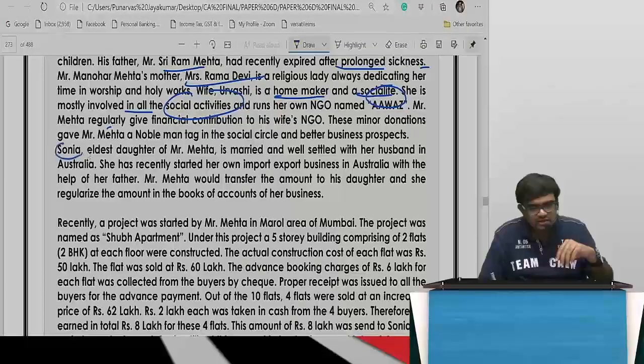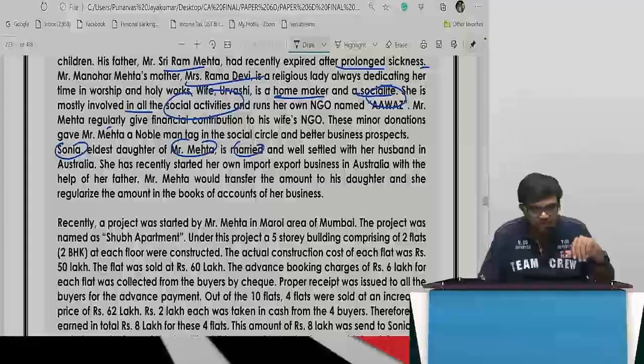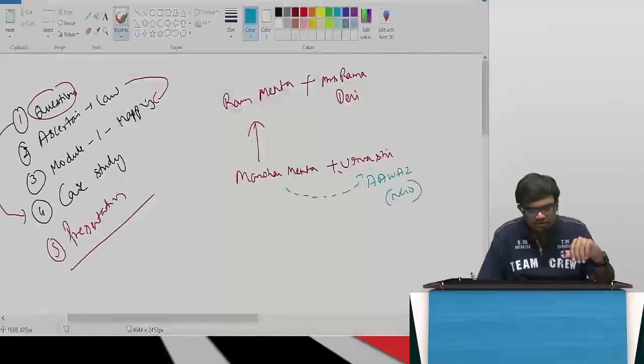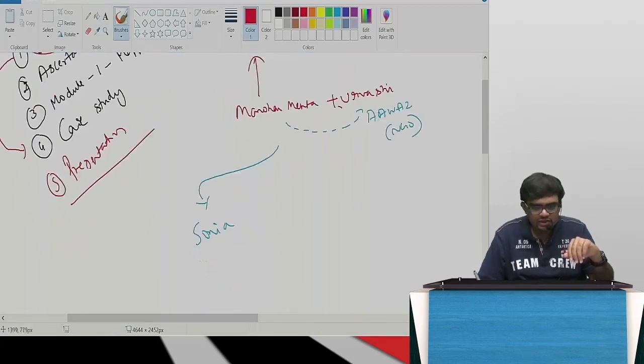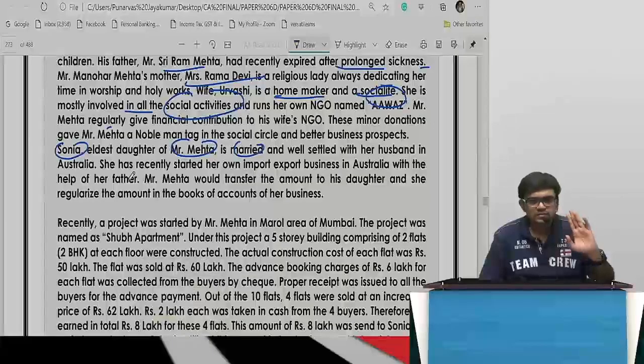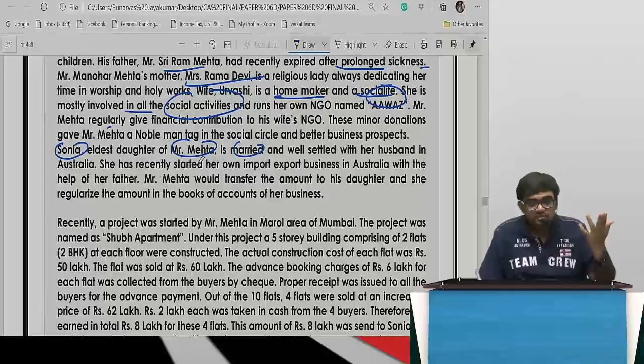Sonia is the eldest daughter of Mr. Mehta, married and well settled with her husband in Australia. Sonia madam, first offspring, Sonia madam. Sonia madam is in Australia. The moment Australia means what? She's an NRI. NRI. Next. Well settled. She has recently started an import-export business.